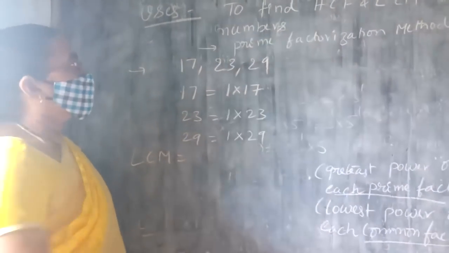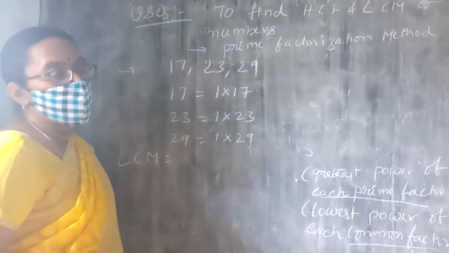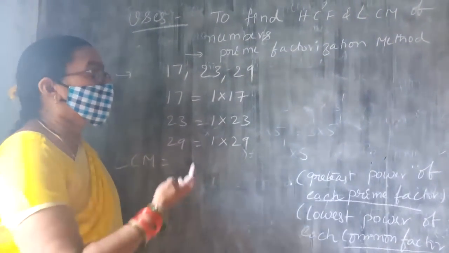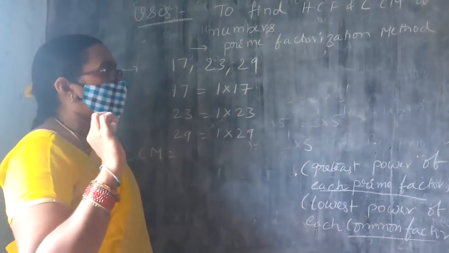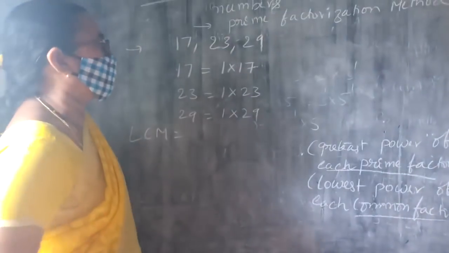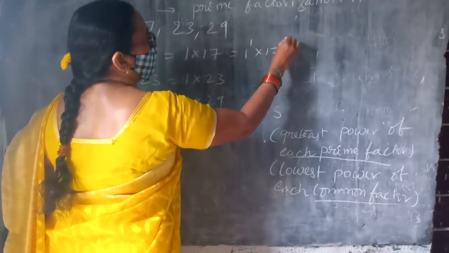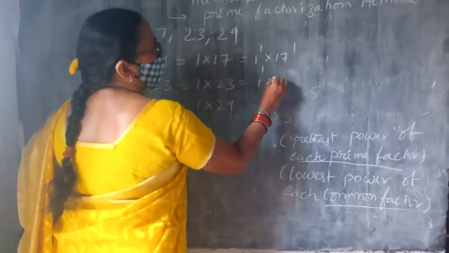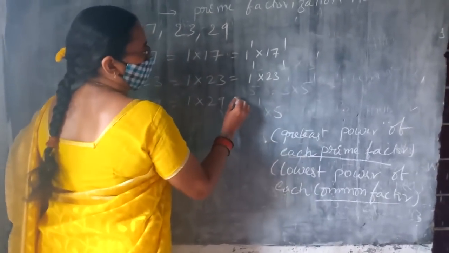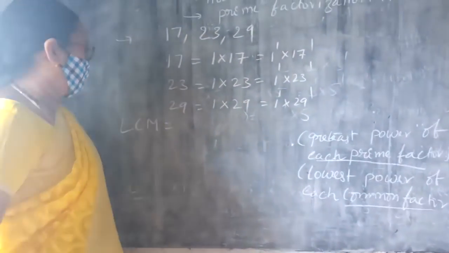Children, see carefully how many prime numbers occur. Here three prime numbers come. They are 17, 23, 29. Okay, powers. We can write in the form of powers: 1 power 1, 17 power 1. 1 power 1, 23 power 1. 1 power 1, 29 power 1.